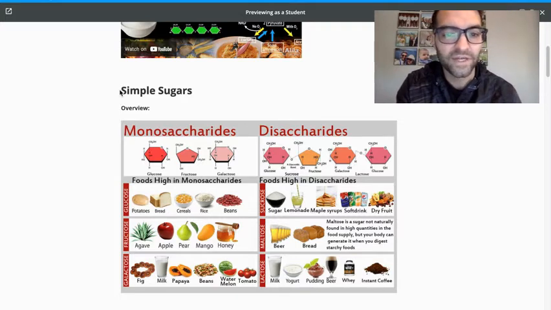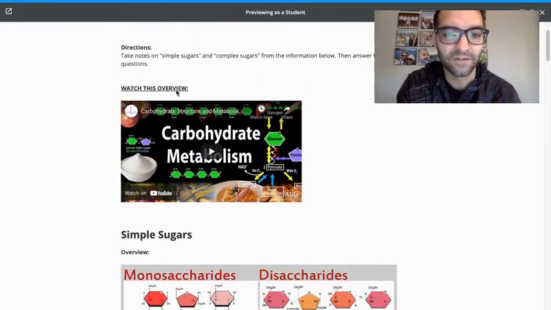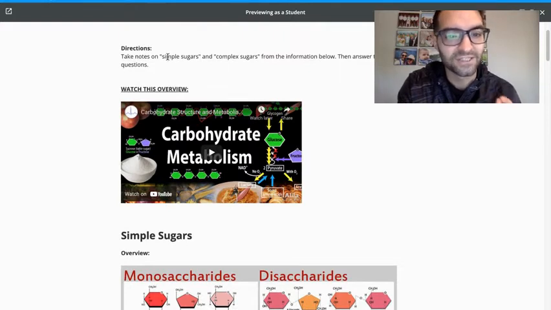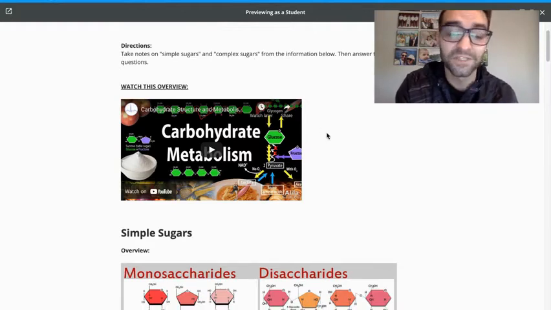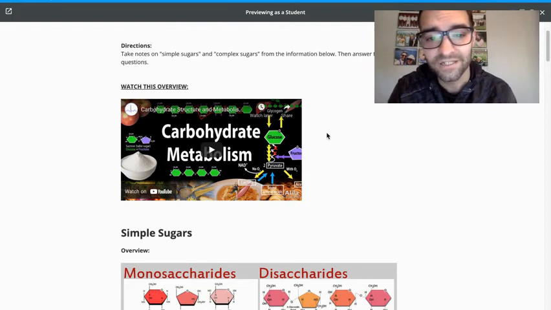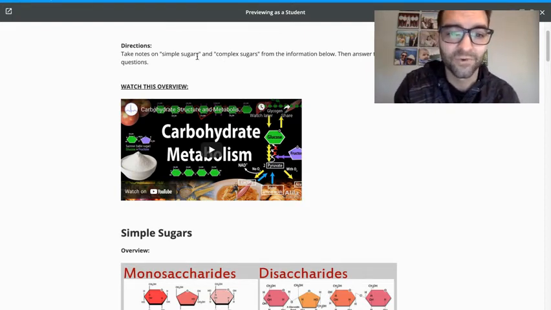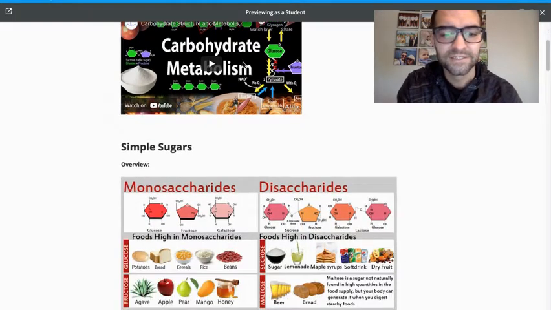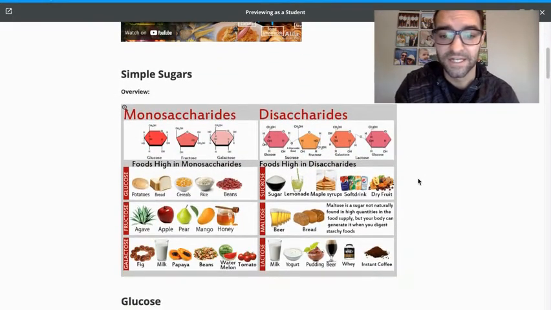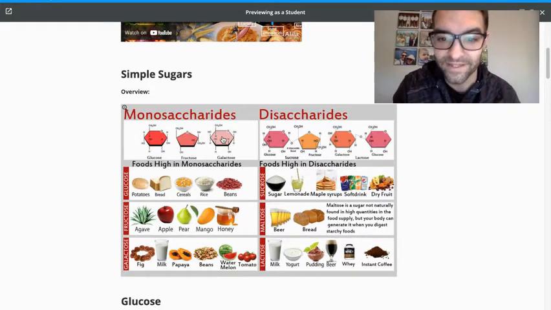First, we have really two categories. Take notes on simple sugars and complex sugars. You can call them simple carbohydrates or complex carbohydrates, but they're more commonly referred to as simple sugars or complex sugars. Starting with simple sugars, there are two categories, and within those categories we have a few different chemical structures that you've probably heard of before.